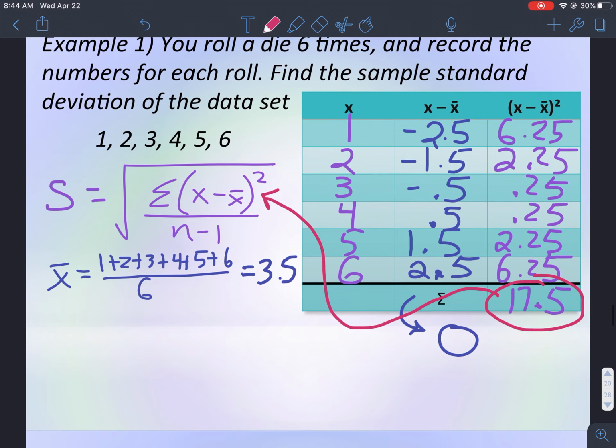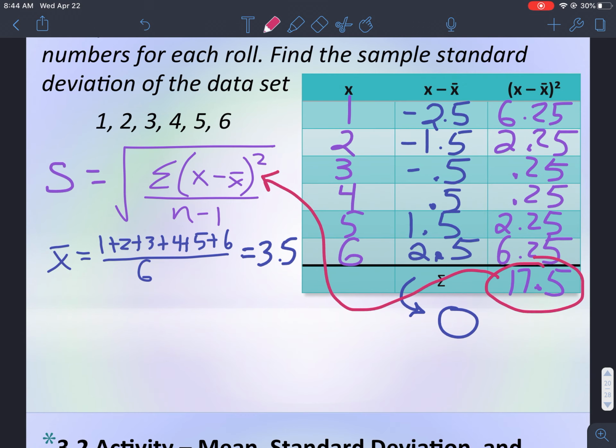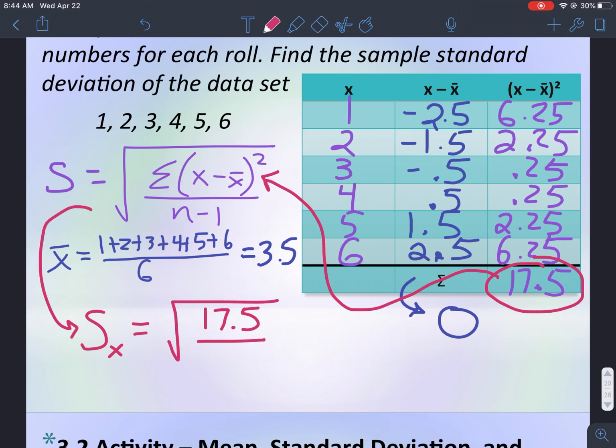So this table helps you organize all of the information as you're calculating it. So let's bring it down here, and we'll write the standard deviation. Sample standard deviation is the square root of 17.5 divided by 6 minus 1. Because remember, with a sample, we're subtracting by 1 there. And that'll give us an answer of 1.87. This problem is now complete.